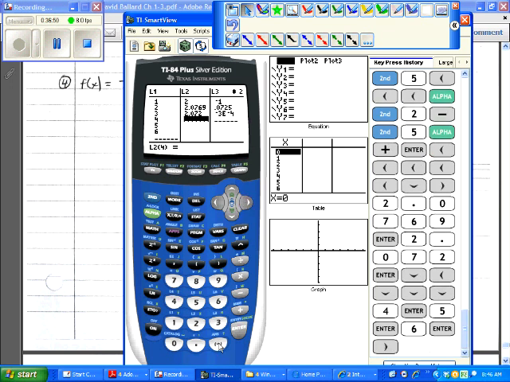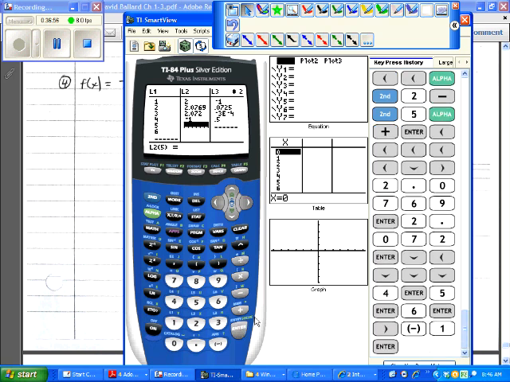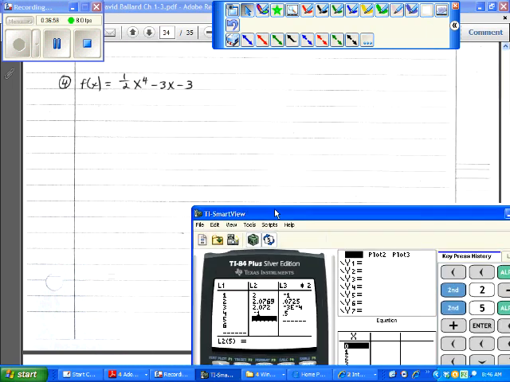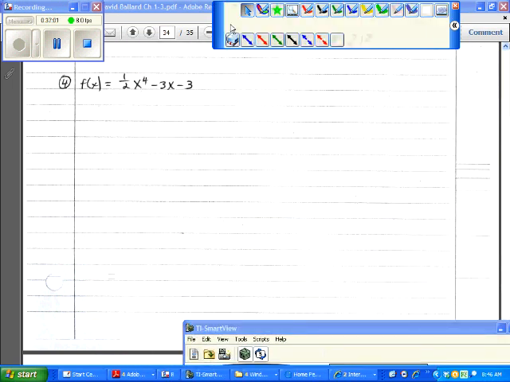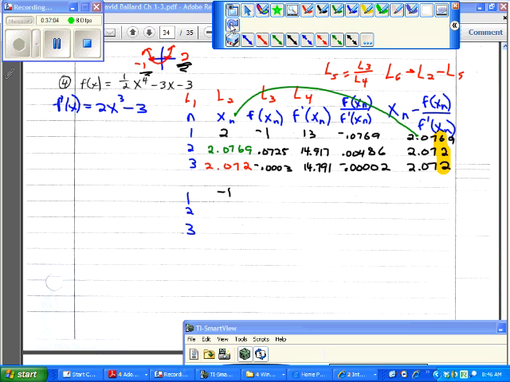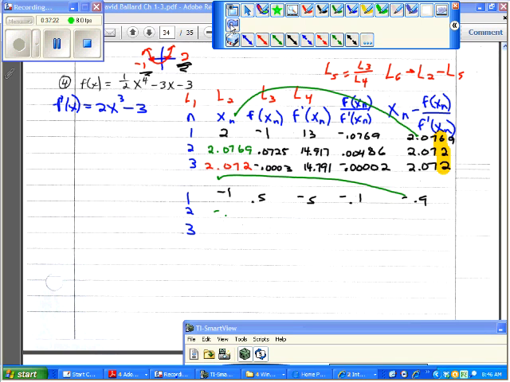So I'm going to go there with the -1. Hit enter. All my equations are already in there. Okay. And so I can start with my second guess. And so my data for that is 0.5, -5, -0.1, -0.9. So I'm going to bring my -0.9 over. It looks like we were pretty close to that. And then we're going to plug it in again.